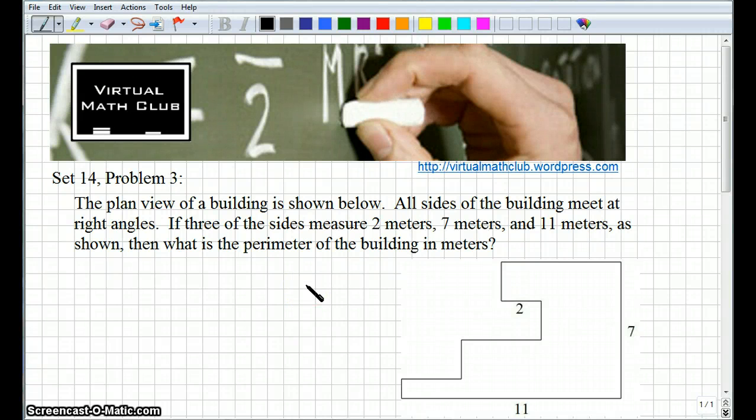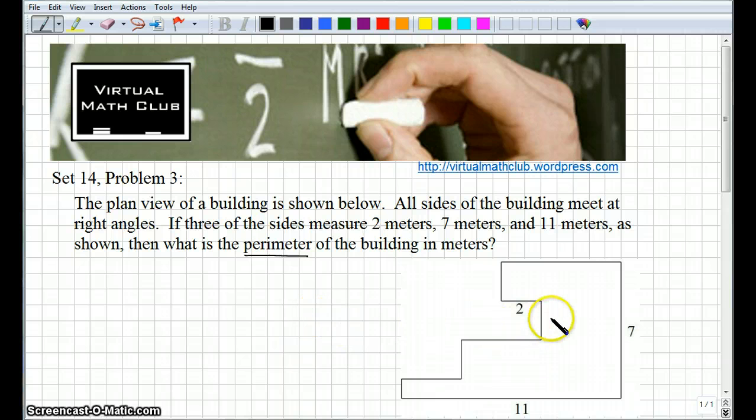Alright, problem number 3. We have a plan view of a building, and it says that all sides of the building meet at right angles, and we're given the length of 3 of the sides. So we're given this long side, and then this little short side is 2 meters.